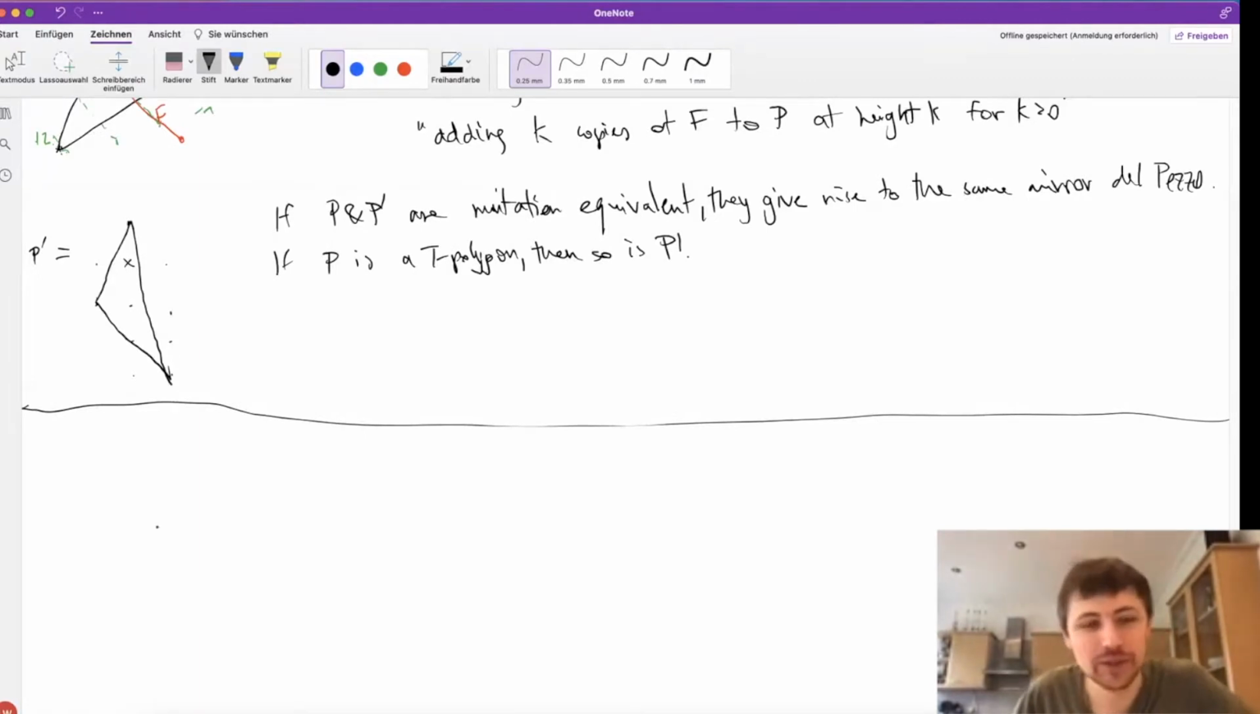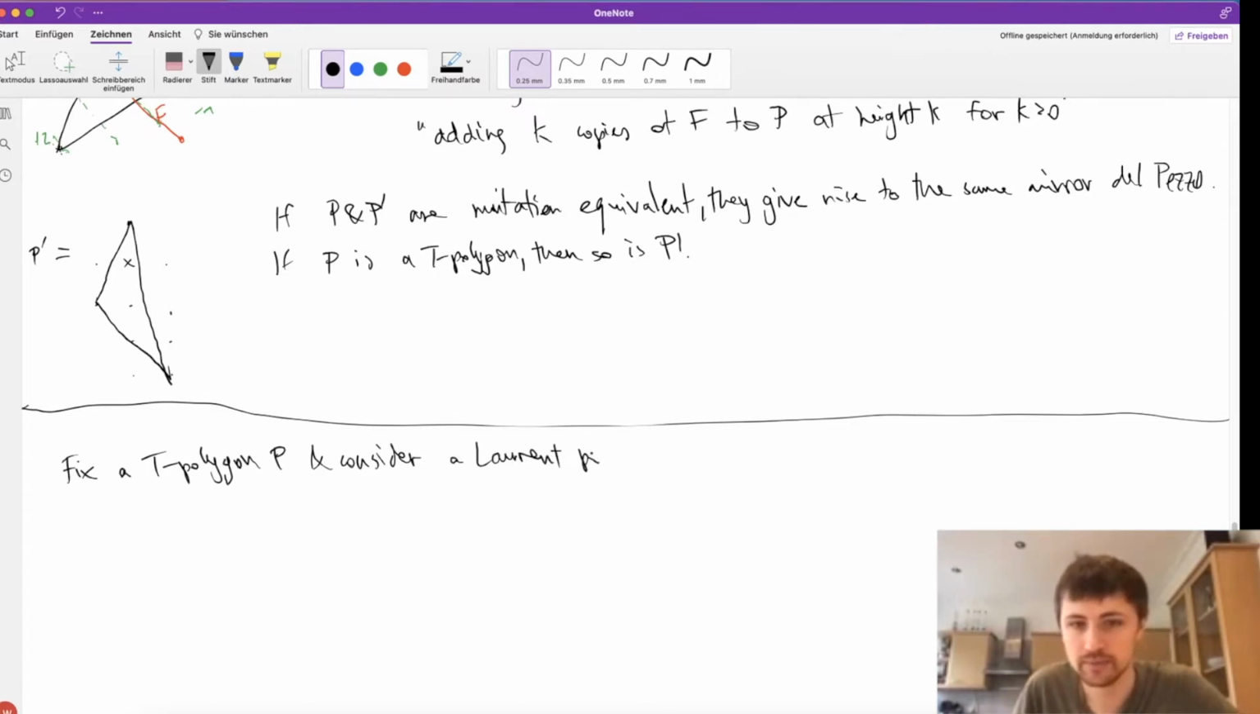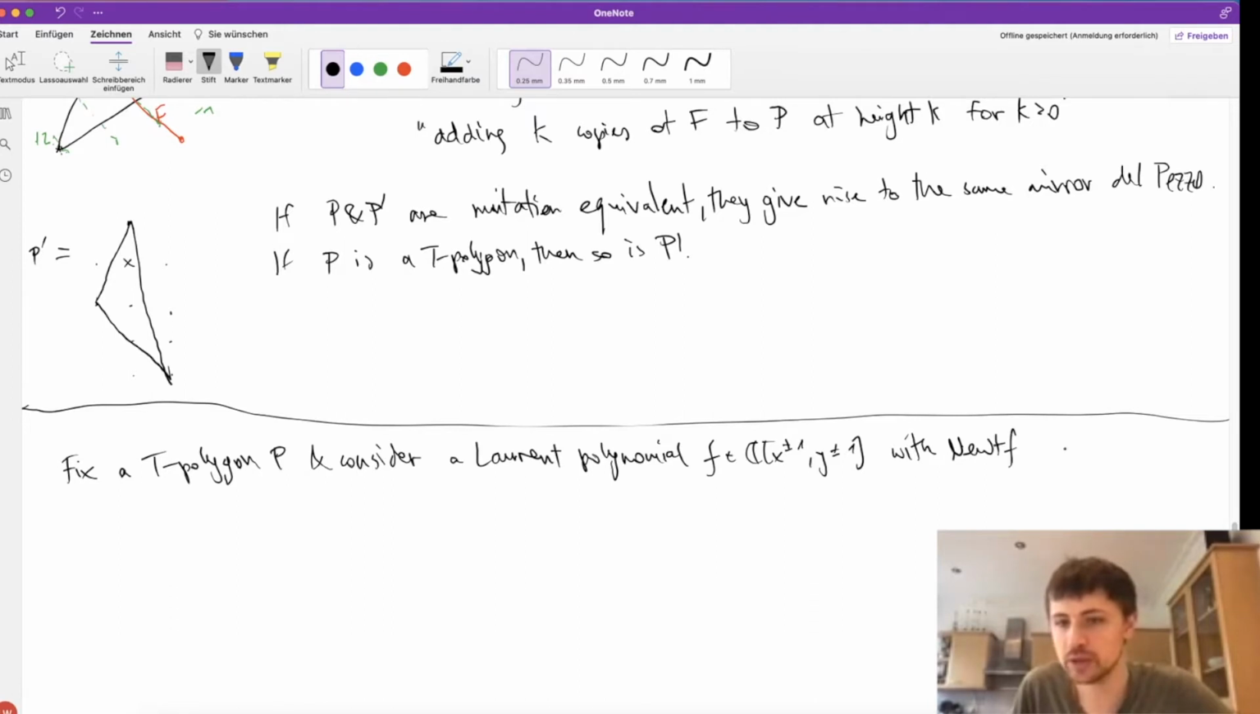And for that, we're going to introduce a new player, namely a Laurent polynomial. So from now on, we're only going to focus on T-polygons. So I'm going to fix a T-polygon P and consider a Laurent polynomial f in C[x^±1, y^±1] with Newton polygon equal to P.